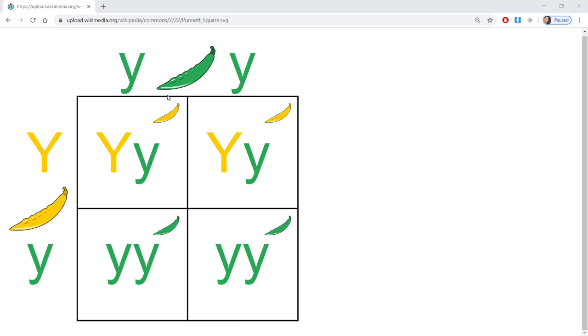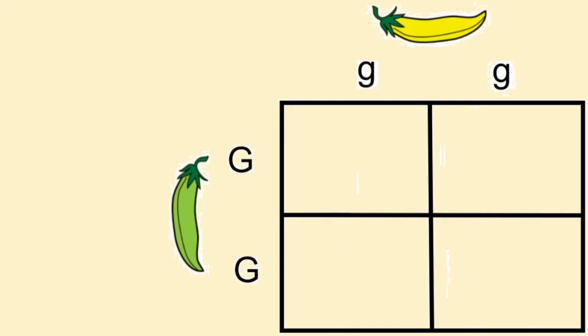This is an example of a completed Punnett square. So the tool that we use in order to do a genetic cross is called a Punnett square. This is a completed one, and it probably looks a bit confusing. There's all these letters all over the place. So let's start off with something a little bit simpler.